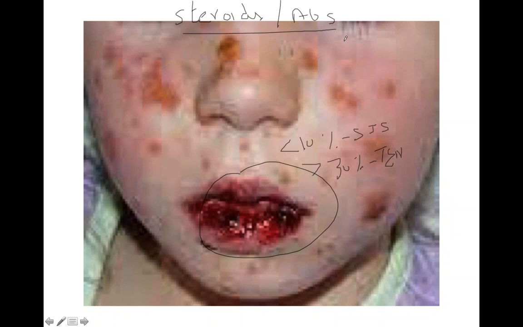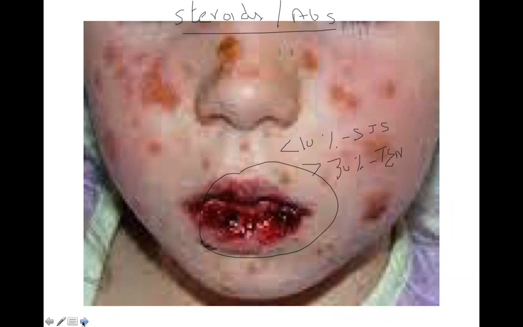So stop the drug. First step, admit the patient in the burns unit, because you treat the patient just like a burn patient. You give the patient a lot of intravenous fluids. You do dressings because there is a high chance of infection. But steroids or antibiotics are not given. Clear? So that's Steven Johnson syndrome or TEN.